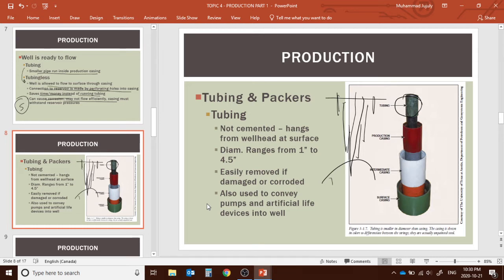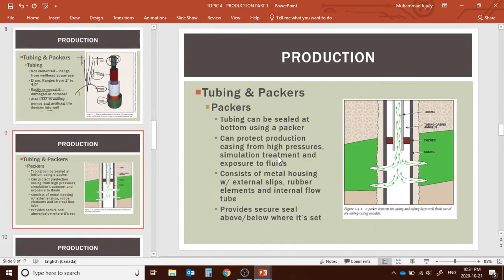So this tube is not cemented because we need to move the tube up and down, but these casings are cemented for sure, right? These casings are cemented but not the tube, because we need to take it out sometimes, move it back, okay. So it is easily removed if damaged or corroded, okay. And it is also used to convey the pumps and artificial lift devices into the packers, okay. So what are the packers?